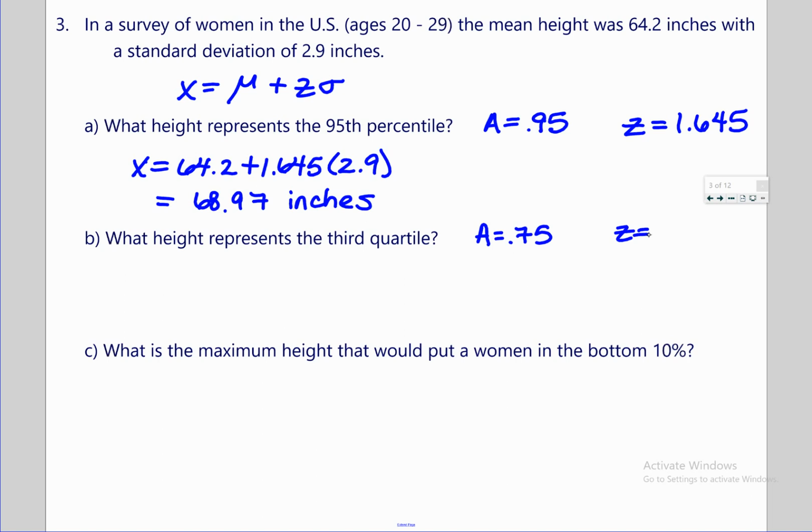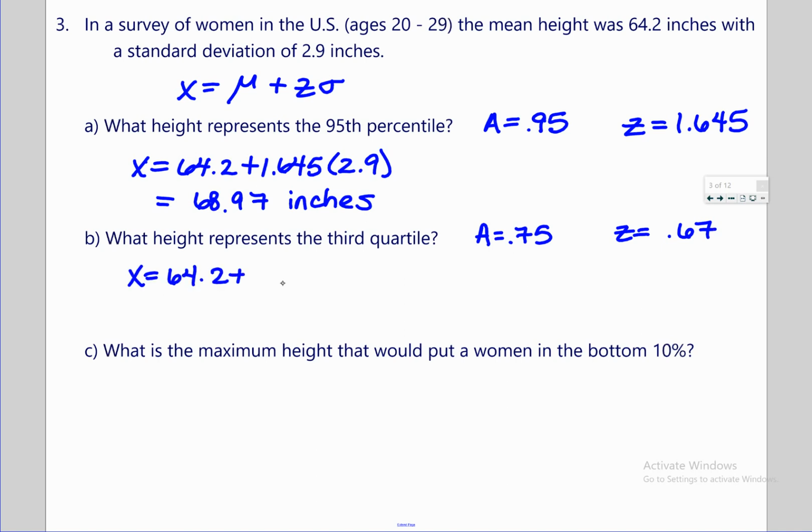All right, let's see. I've got a 0.7486 and a 0.7517. Which one's closest? One of those is closer. Yeah, the one that's 0.67. The 0.7486 area is only 14 thousandths away. All right, so 0.67, that z-score is the closest we can get to that 0.75. Plug it in.